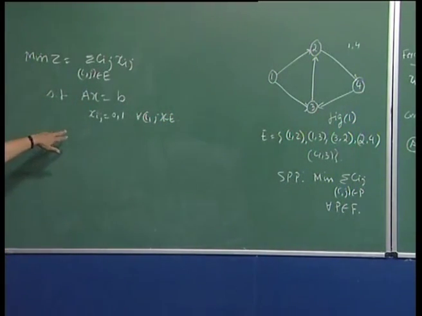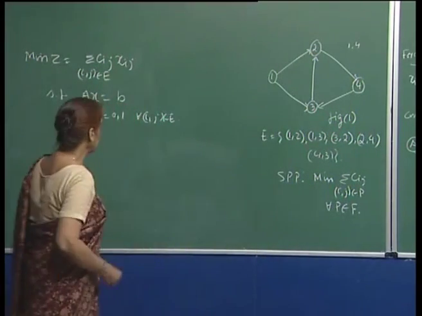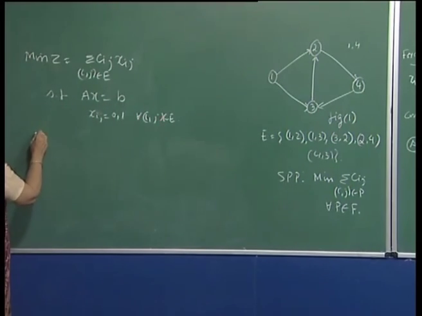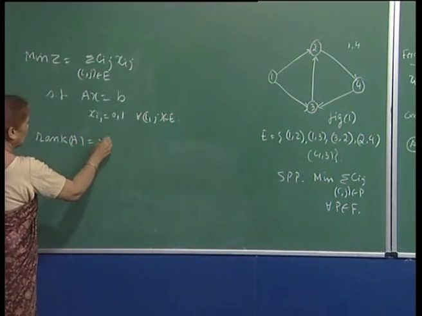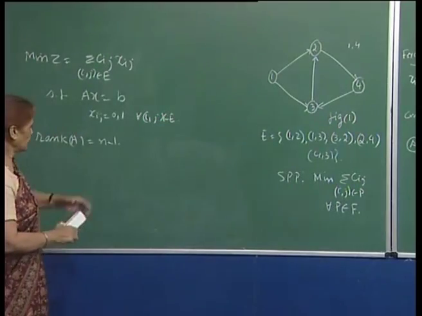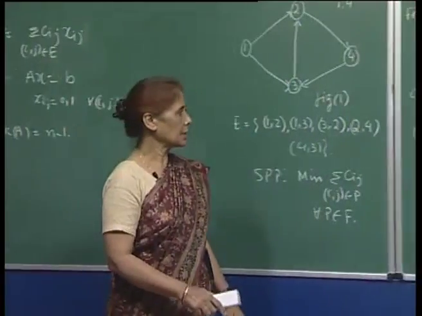This is my formulation. And now, what I want to show is, first of all, let us look at the matrix A. What we are saying is that rank A is n minus 1. So, let me begin with all the properties of A, and then we will come back and show you that I can remove these integer constraints.